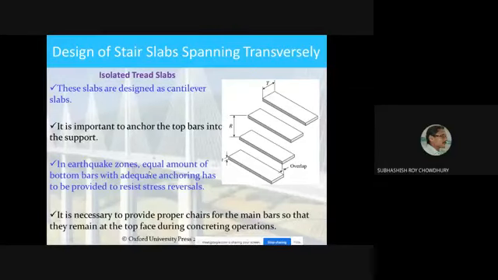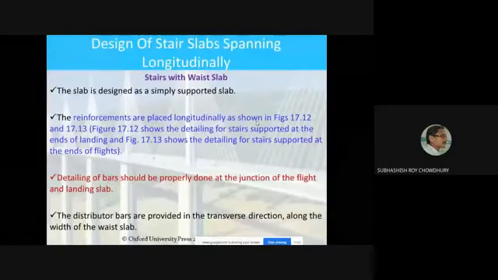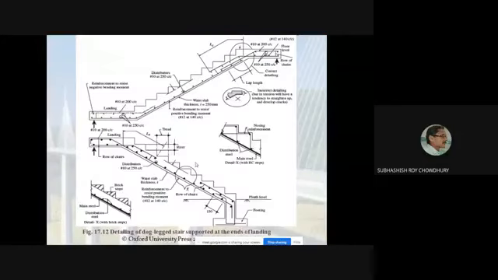Now the reinforcements are placed longitudinally as shown in the next figure. And detailing of the bar should be done at the junction of the flight and landing slab. You know what kind of detailing should be done. I will show you this one again. And distributed bars are provided in the transverse direction along with the width of the waist slab. So just try to understand what is actually the diagram given in SP34. SP34 is a detailing code. So there you will get this kind of diagram.